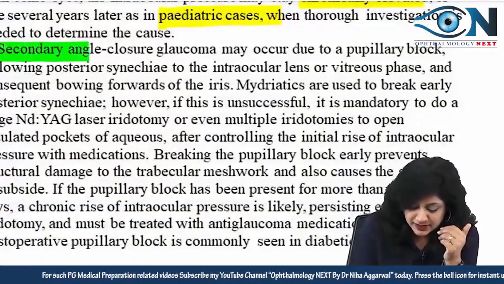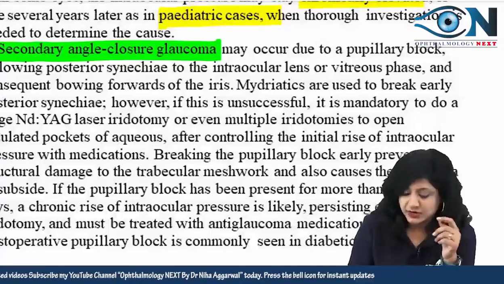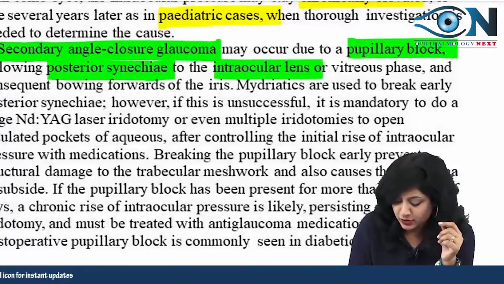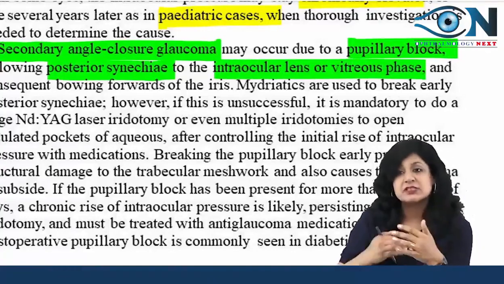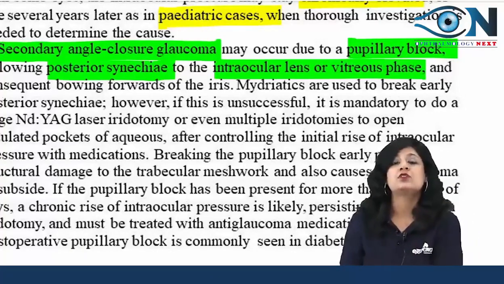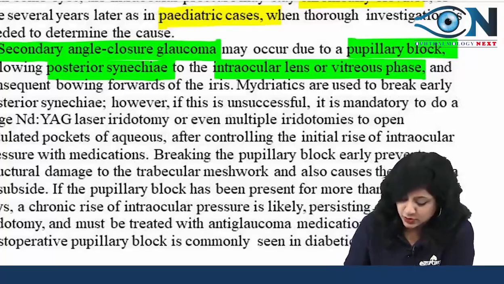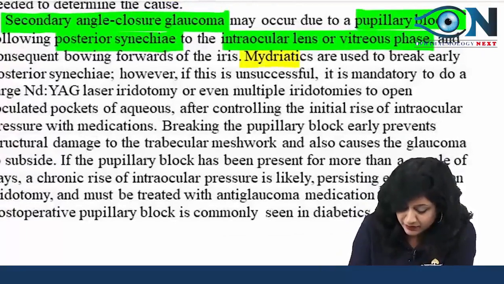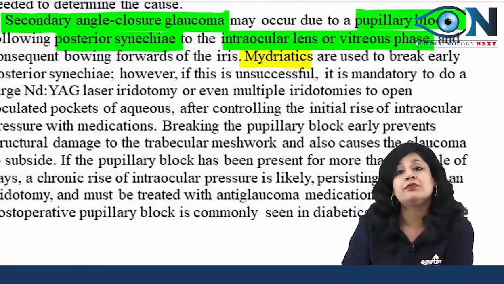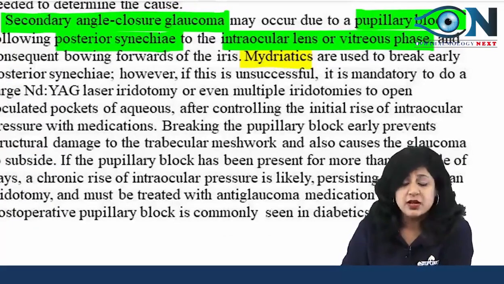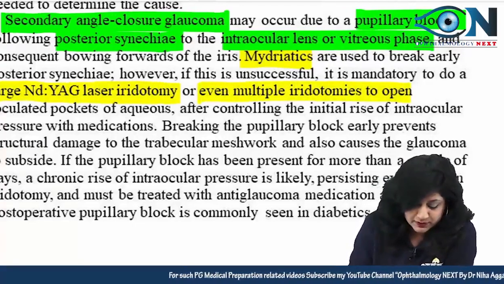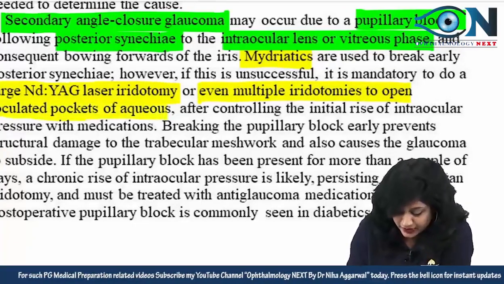Secondary angle closure glaucoma. Now, if I talk about the secondary angle closure glaucoma, this can occur due to pupillary block. We can have posterior synechiae due to the intraocular lens or the vitreous phase, which is going forward towards the iris. So, we can have cases something like this also. For breaking the posterior synechiae, we have got mydriatics. But if you feel that it is not successful, then it is mandatory to do a large Nd:YAG laser iridotomy, even multiple iridotomies, to open the loculated pockets of aqueous humor.